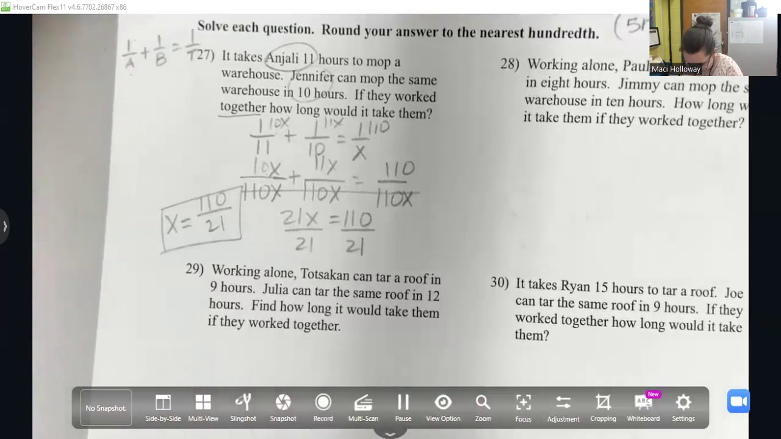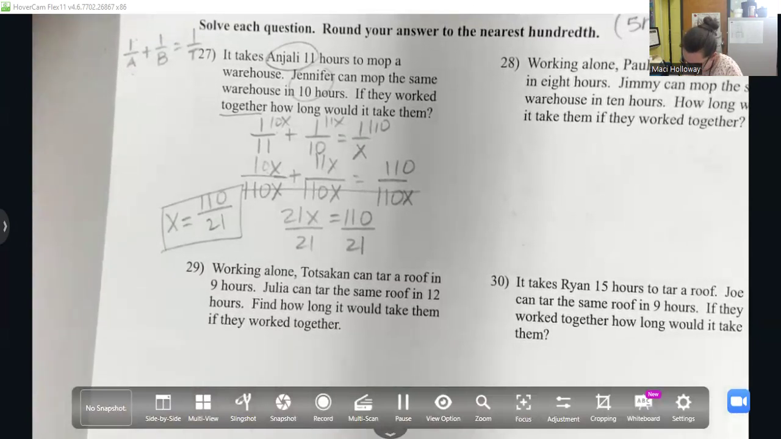It looks like all of these are pretty much the same.